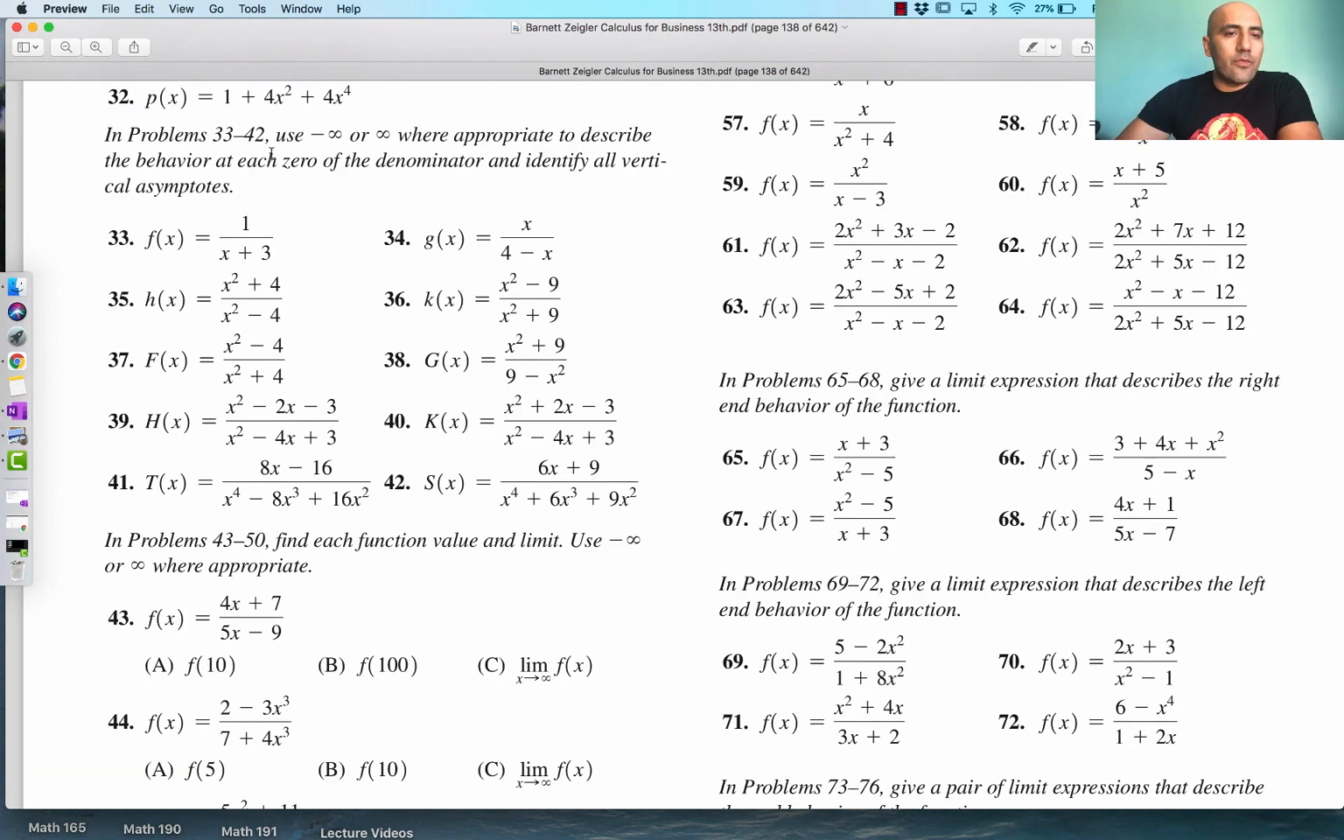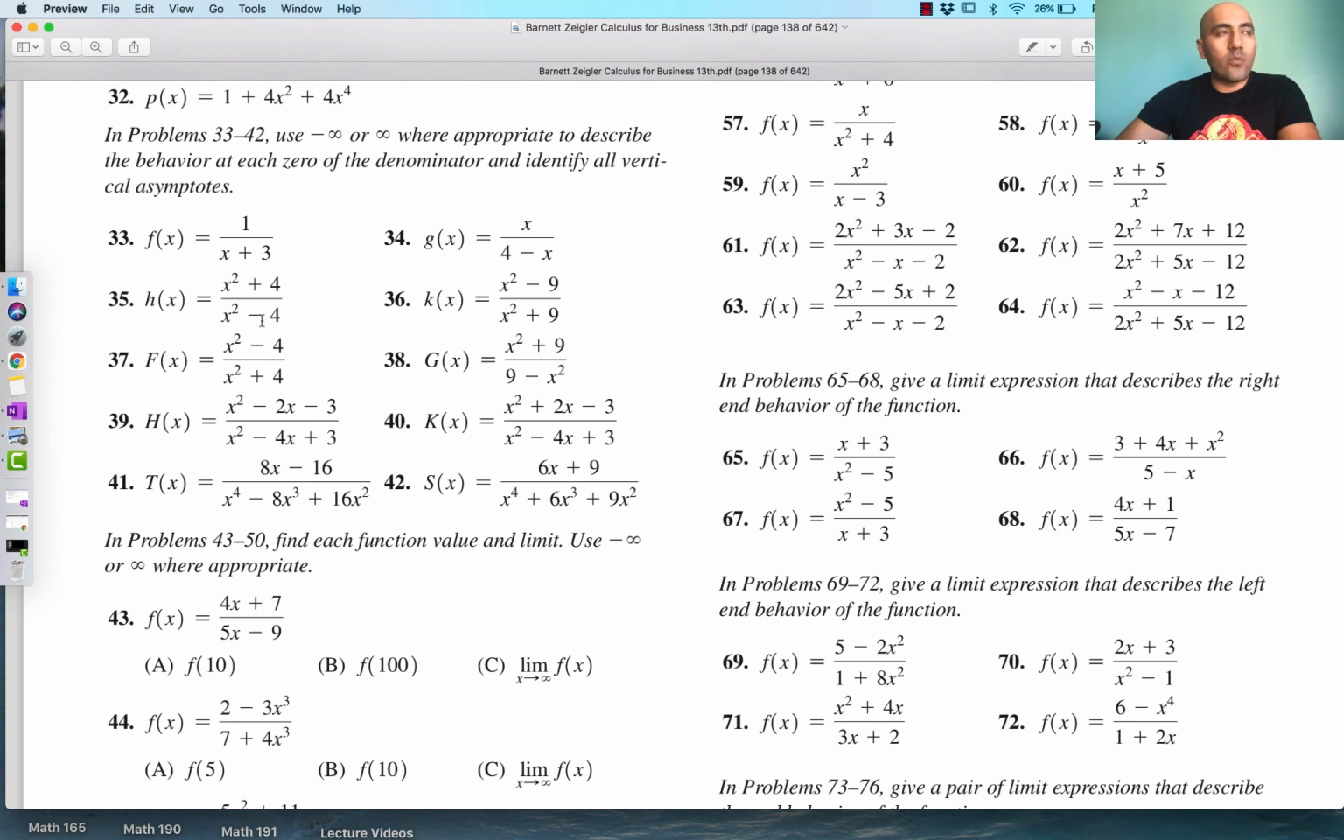Okay, 33 through 42, it says use negative infinity, positive infinity where appropriate to describe the behavior of each zero of the denominator. Identify. Okay, so we need to figure out when this rational function will be equal to 0. Some of them are easy, like here it'll be -3, here it'll be +4. If it's a little more complicated like these ones here, then you're going to have to factor it. And the values that result in a 0 in the denominator are potentially vertical asymptotes.